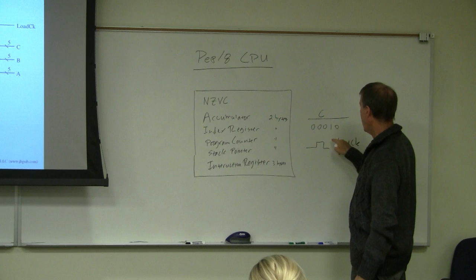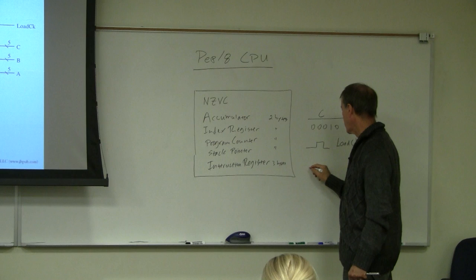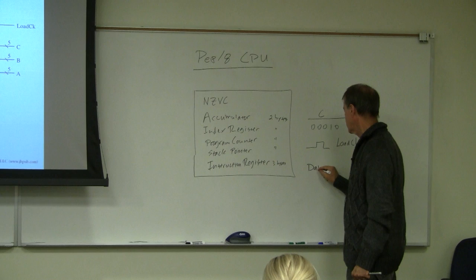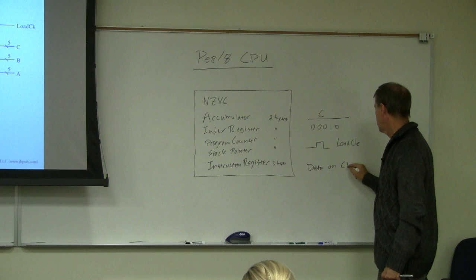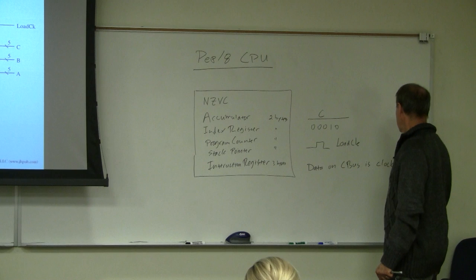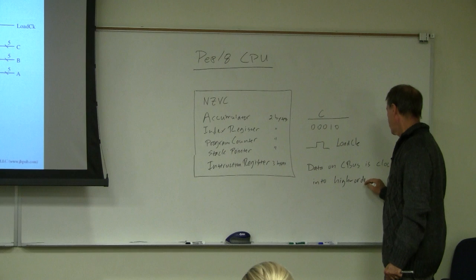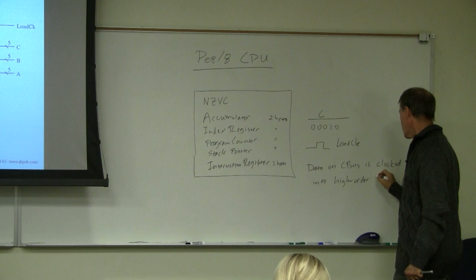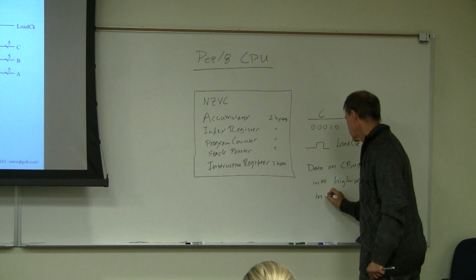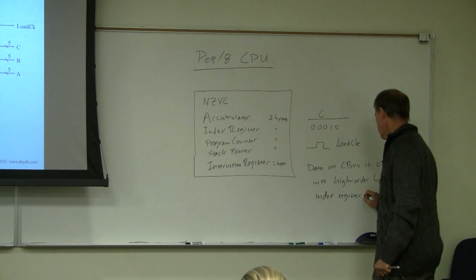What that would cause to happen is the data on the C bus is clocked into the high order byte of which register? Index. Yes, the high order byte of the index register. Does everybody see how that works?